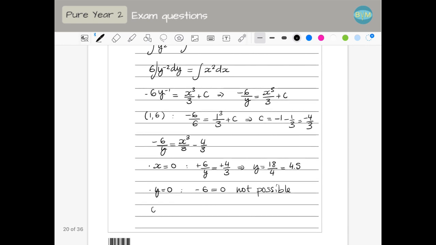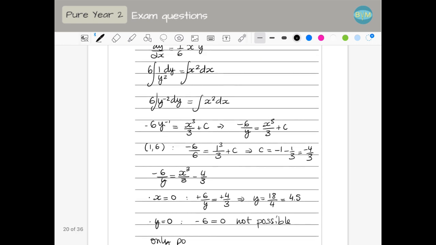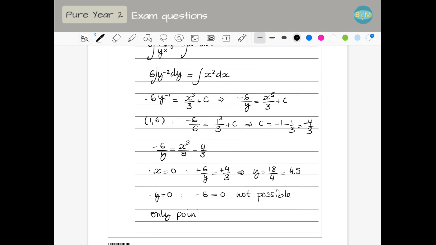So minus 6 equal to 0 is not possible. So the only point of intersection with the axis is when x is 0 and y is 4.5. And that's all you have to do with this question.